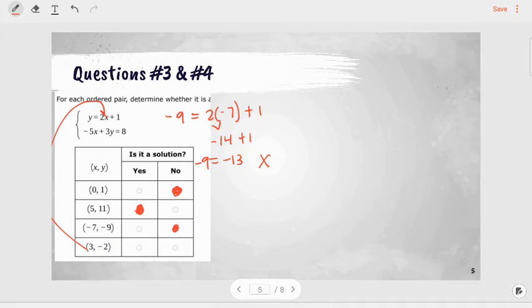And the last one, 3 and negative 2. 3 in for x, negative 2 in for y. So negative 2 is equal to 2 times 3 plus 1. 2 times 3 is 6, plus 1 is 7. 7 does not equal negative 2, so that one's out as well. So that solution is out. So that's what 3 and 4 look like. Test those ordered pairs, and there we go.